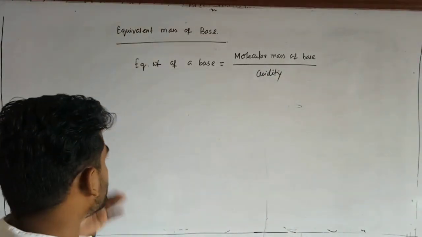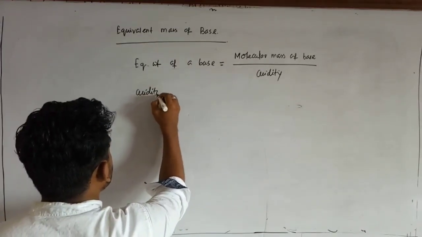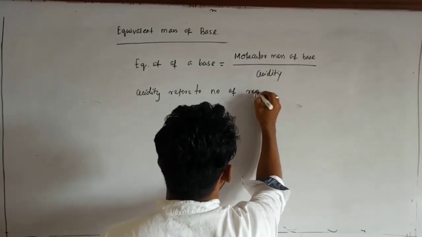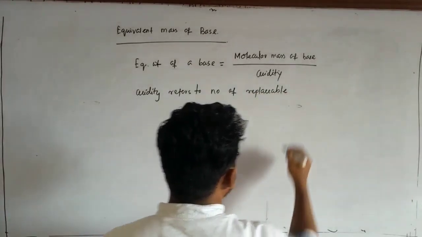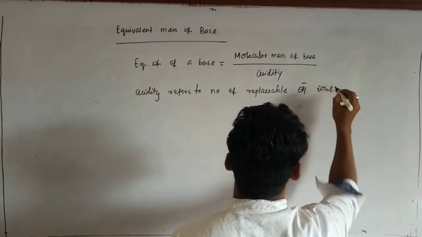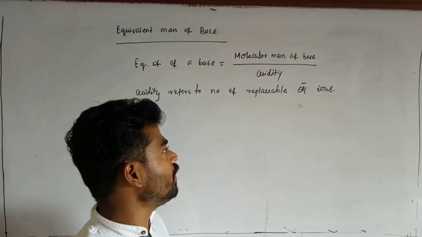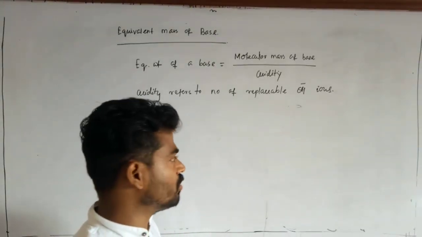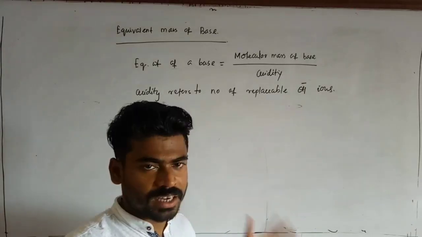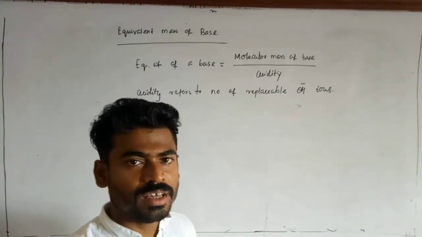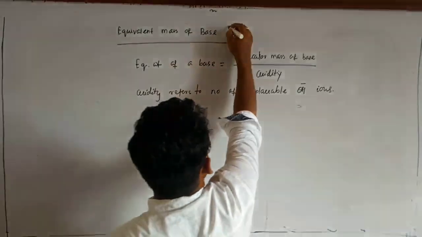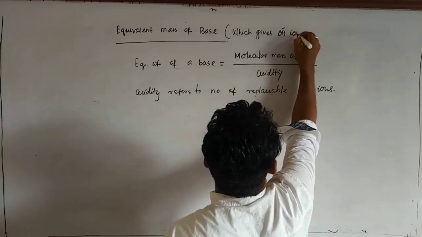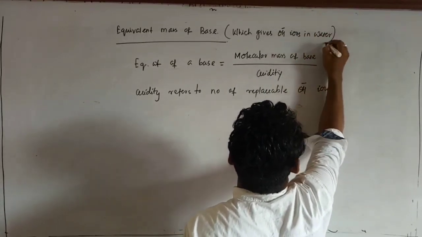Again, acidity refers to the number of replaceable OH minus ions. In the acid case we consider H plus ions, but in the base case we consider OH minus, because any substance which releases OH minus ions when dissolved in aqueous solution is regarded as a base. A base gives OH minus ions in water.